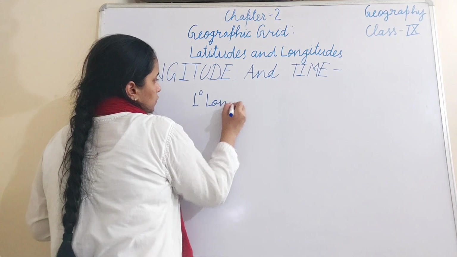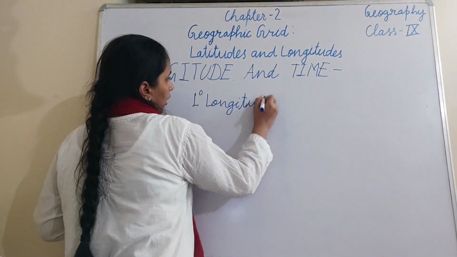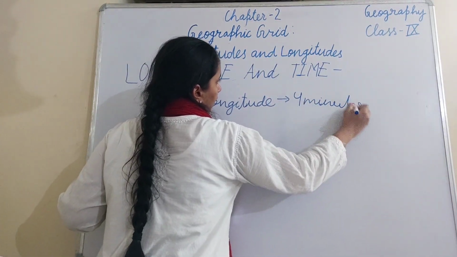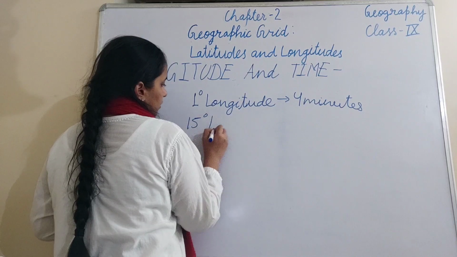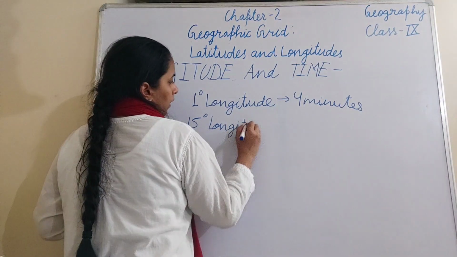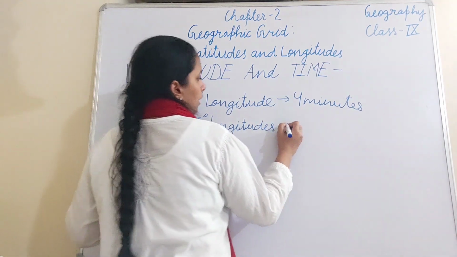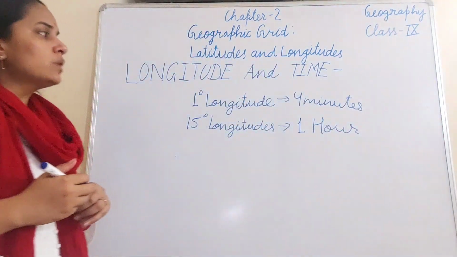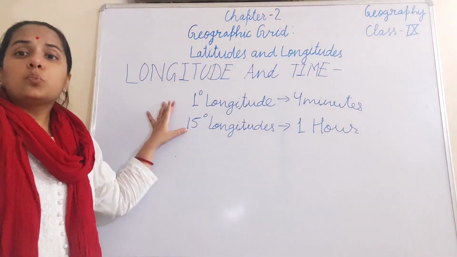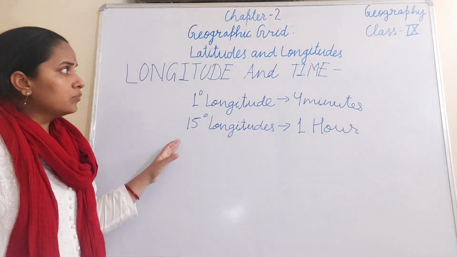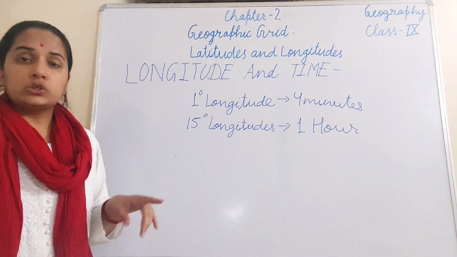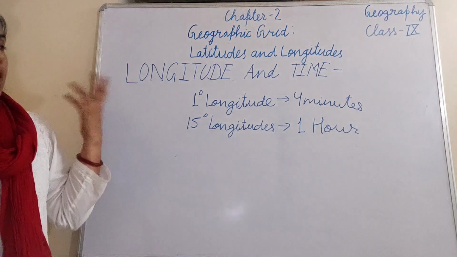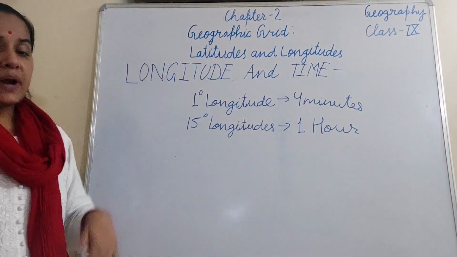1 degree longitude, 4 minutes, or 15 degrees of longitude, 1 hour. So these are the two important points to remember, and whenever we are going to calculate the time of any place given on any longitude, we are going to use these two things to find out the time of the other places with respect to the prime meridian.